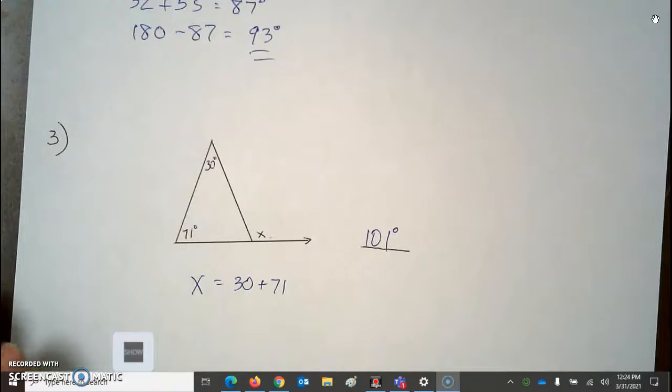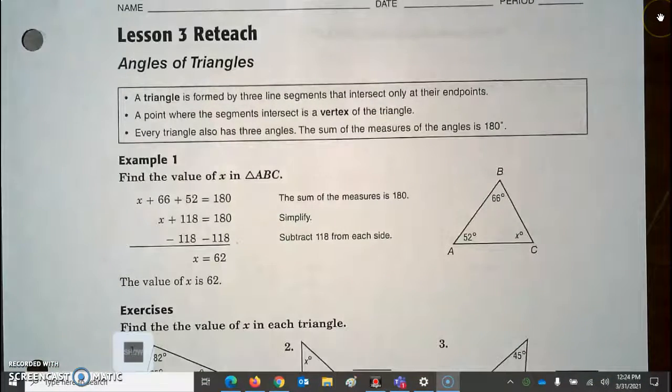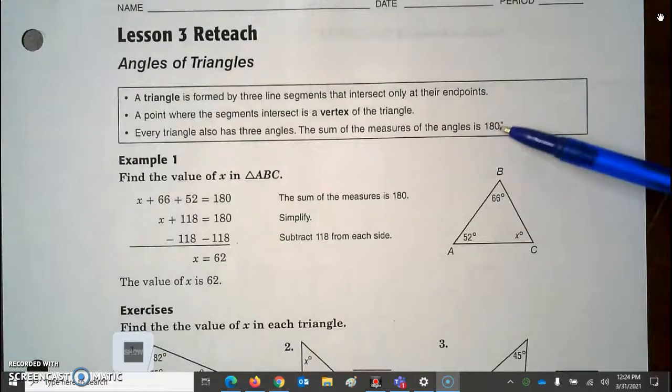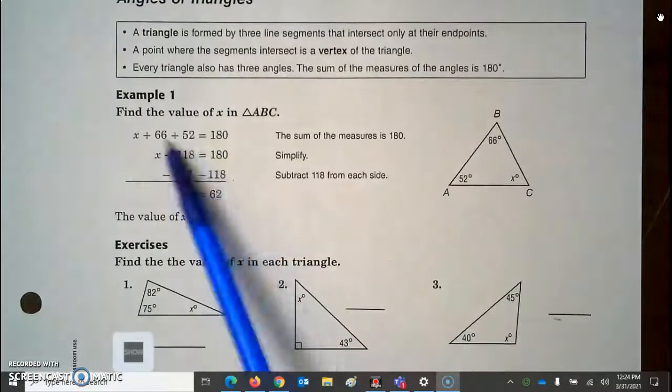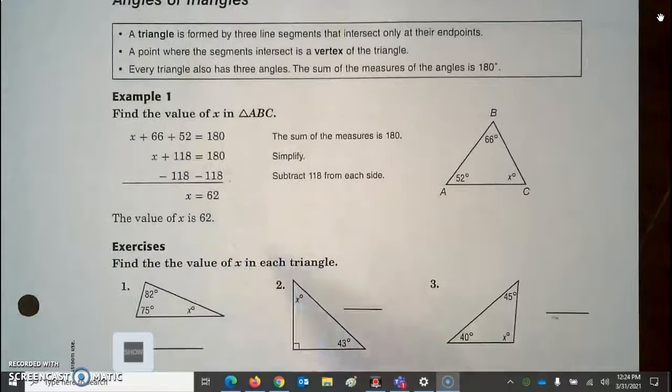So let me show you what the assignment looks like. And you can see some of that writing up above tells you what I just told you. Every triangle has three angles. The sum of them is 180. This is doing what I just did. Add the two you have, subtract it from 180. Okay, so you have a couple of those.